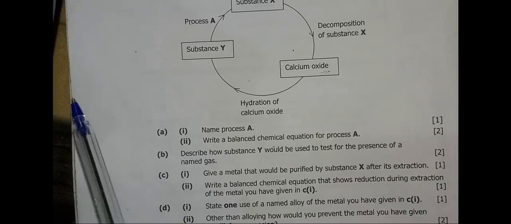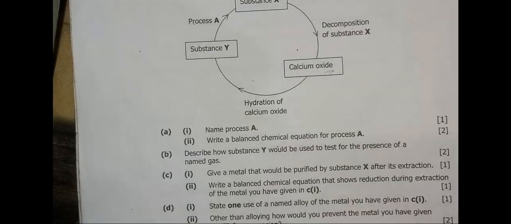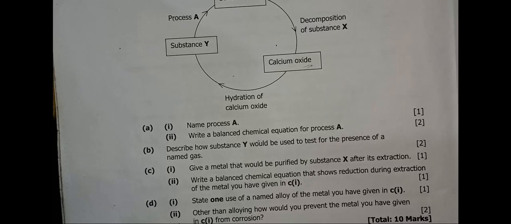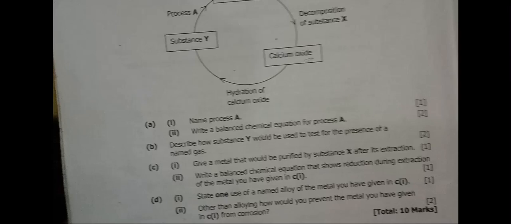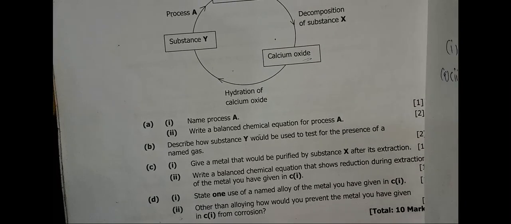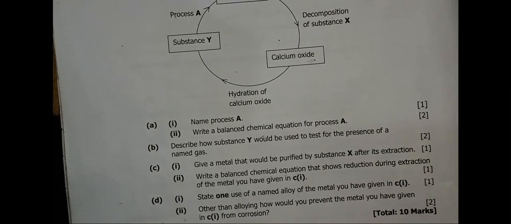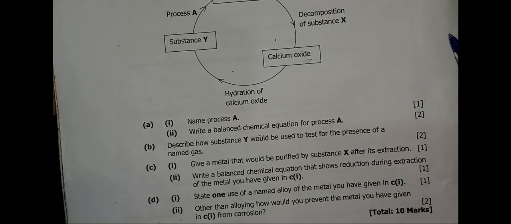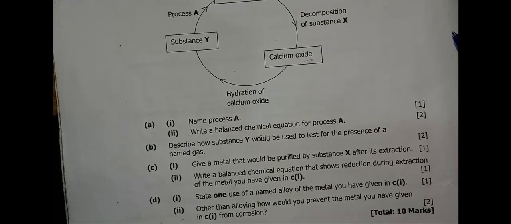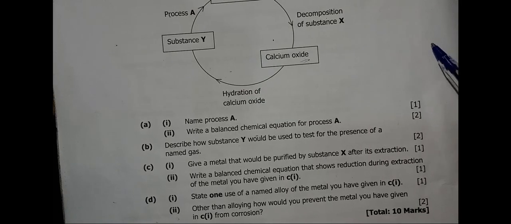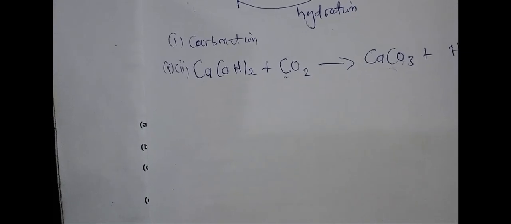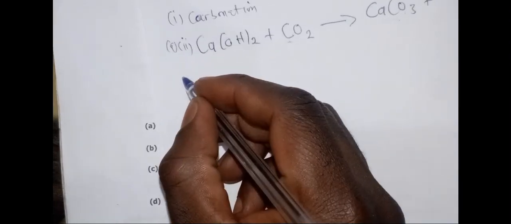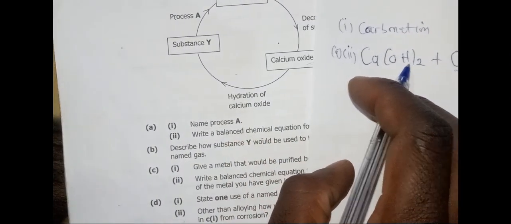So the question is, describe how substance Y would be used to test for the presence of a named gas. So substance Y should be dissolved in water to form an aqueous solution of substance Y, and then the gas will be bubbled through, which will in turn turn the aqueous solution of substance Y milky. So that is B.